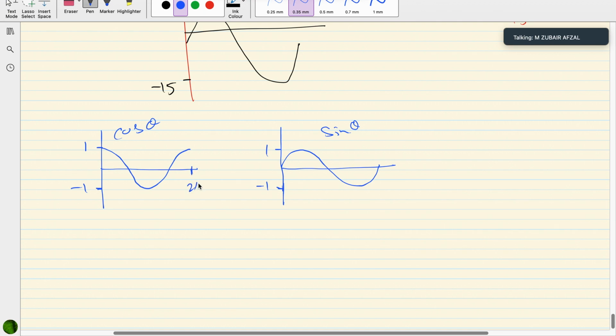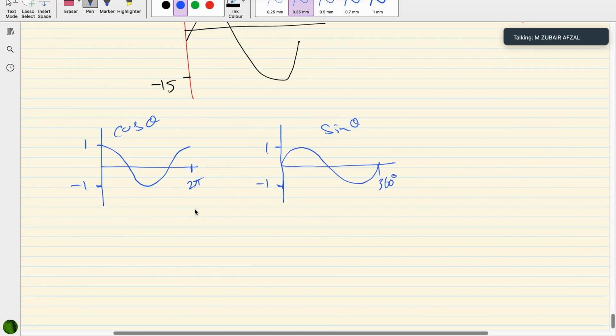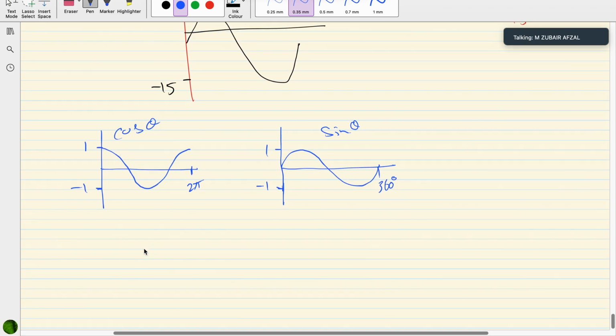It ends at 2 pi, it ends at 360. If you are doing it in degrees, it is 360. If you are doing it in radians, it is 2 pi. Now this is cos theta. So let us quickly draw this. If we draw 2 cos theta, the shape stays the same.